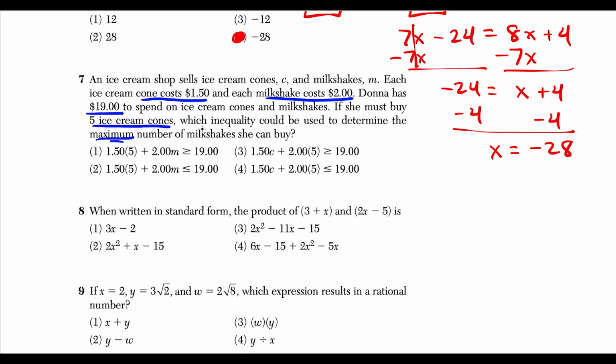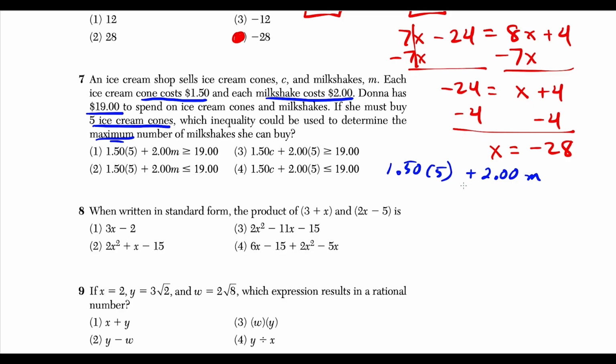So what we have here is an ice cream cone is $1.50, and Donna is definitely getting 5 ice cream cones. So that's going to be $1.50 times 5. That's how much she'll spend on ice cream cones. But milkshakes are $2. So that's $2 times M, the number of milkshakes. But now this is the part we have to be the most careful with.